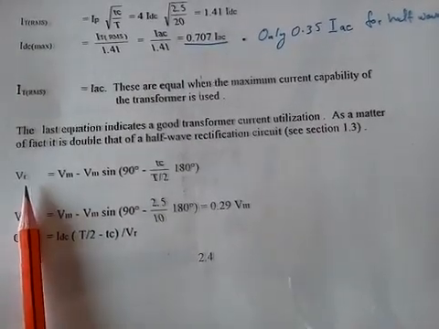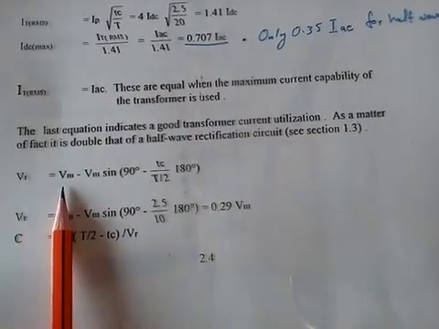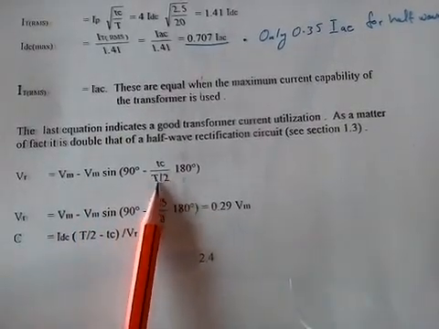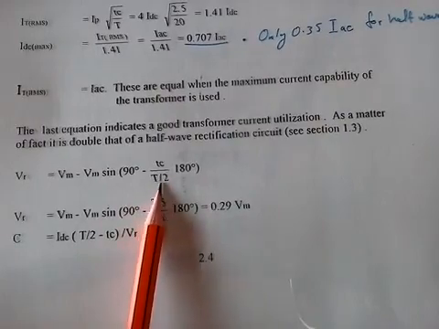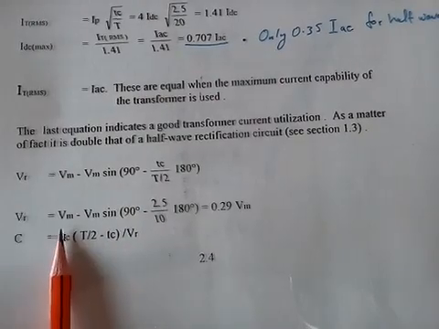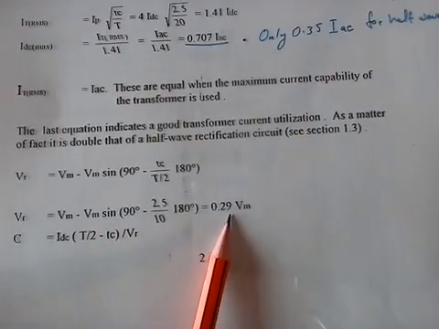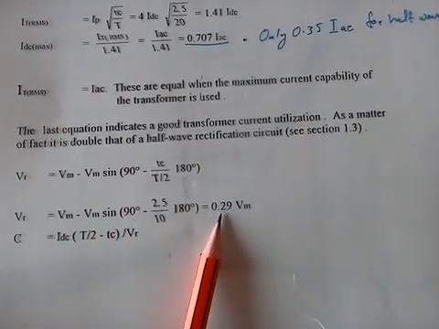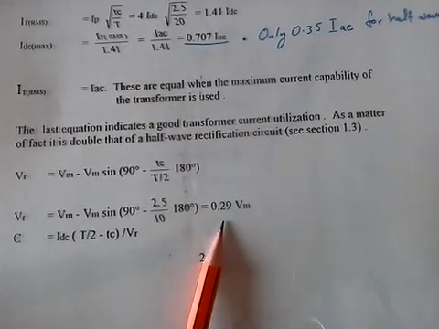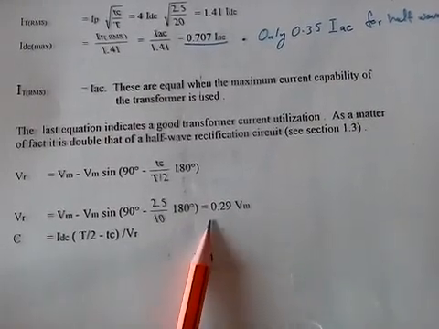When we are assuming 45 degrees and 2.5 milliseconds, the ripple voltage equals Vm minus Vm sine 90 degrees times (T over 2 minus Tc) over (T over 2), multiplied by 180 degrees. Plugging our numbers in again, that would give us 0.29 of Vm. So I have about 30% of Vm as ripple voltage under these circumstances. Usually things are a bit better than this. This is a conservative type of calculation.